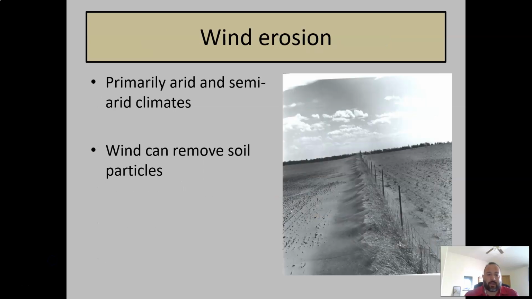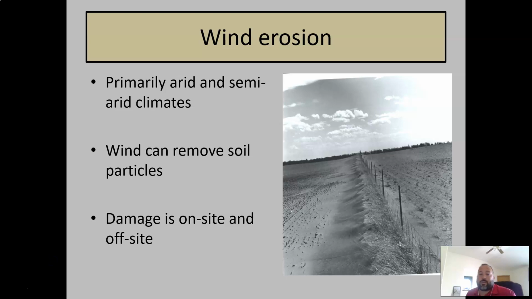So let's start with wind erosion. Wind erosion, usually we find this in primarily arid and semi-arid climates, so places where it's dry. Because if it's dry, that means there's not that much moisture. And if there's not that much moisture, that means the soil particles are going to be a little bit looser and a little bit easier to just pick up and move with the wind.